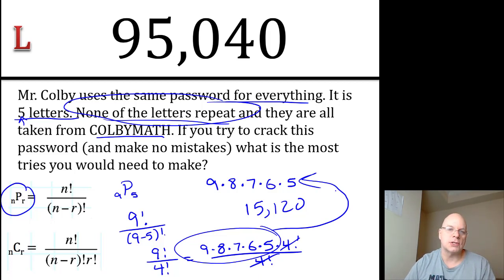So permutations are just applying the fundamental counting principle, as are combinations, but with that extra divisor of r factorial to account for the order not mattering, and to keep you from double or triple or quadruple counting the same arrangement.